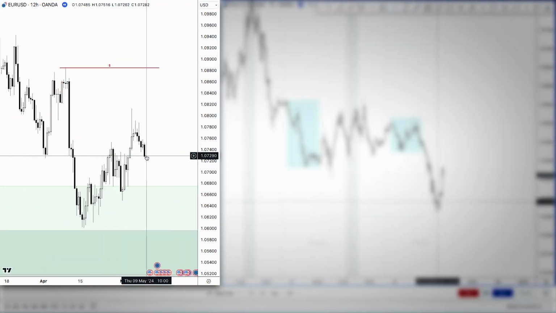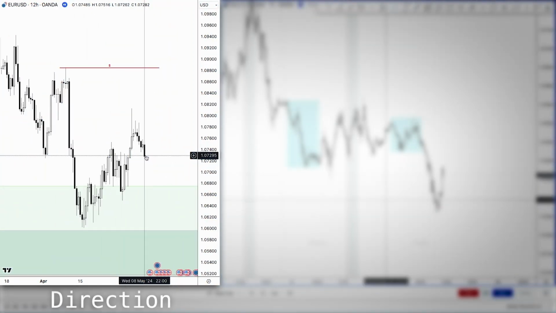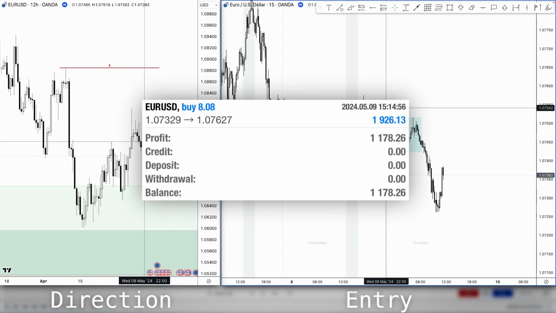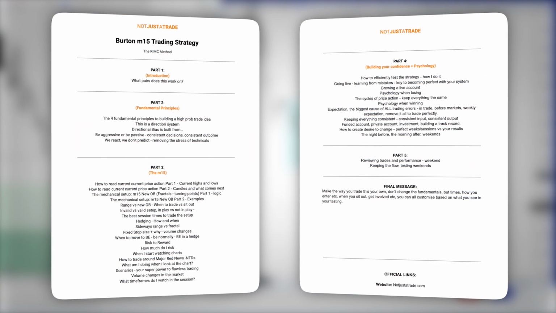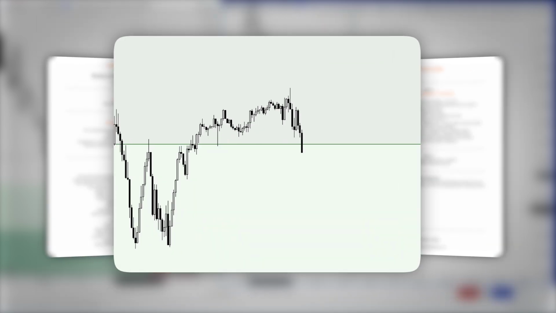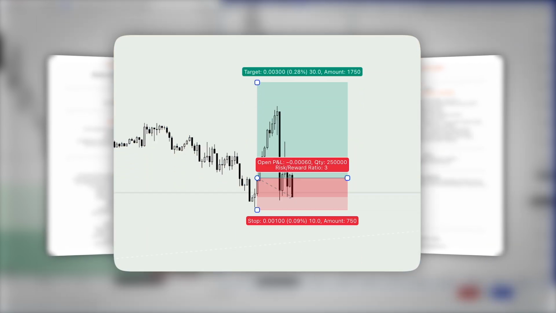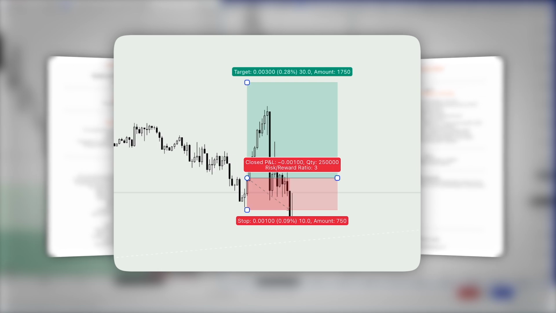So starting here on the 12-hour chart, I'm using the higher time frame for the direction, then entering my mechanical entry on the 15-minute chart to get involved in that direction. My 15-minute strategy is all about reading the direction. I make money when I read the direction correct, and when I lose, that's when the risk management comes into play, so I lose small.